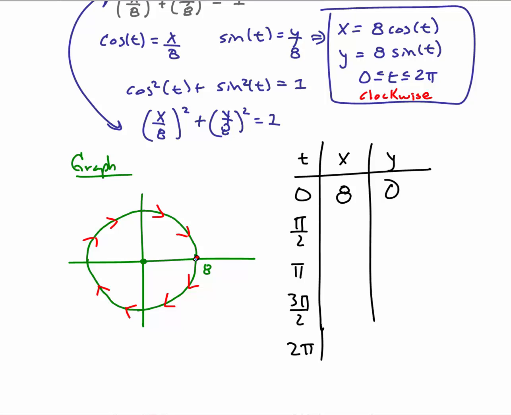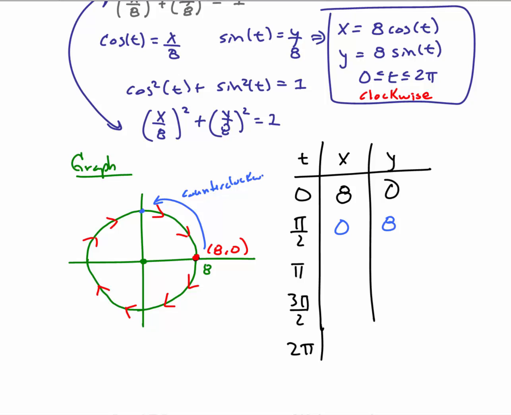Okay, so (8, 0) would start right here. Now let's see where my next point moves to. If I plug pi over 2 in up here, the cosine of pi over 2 is 0. 0 times 8 is 0. And then if I plug pi over 2 in here, the sine of pi over 2 is 1. 1 times 8 is 8. So that's the point (0, 8). So I move from here to here, which is counterclockwise.